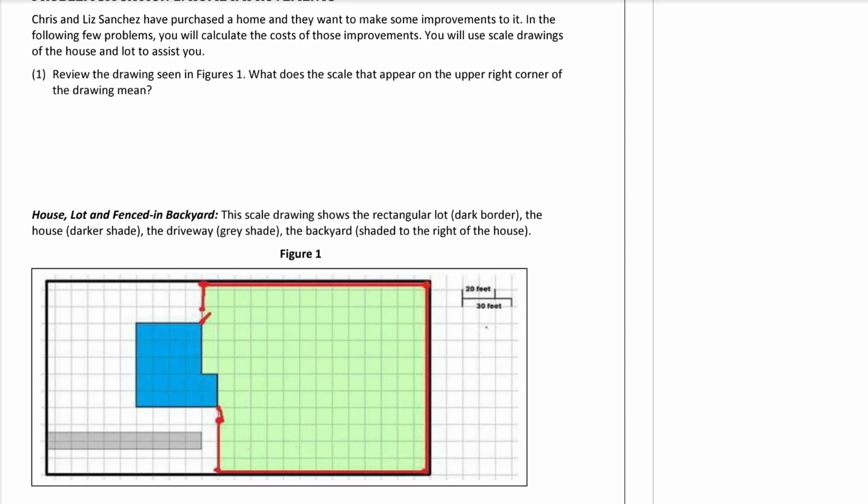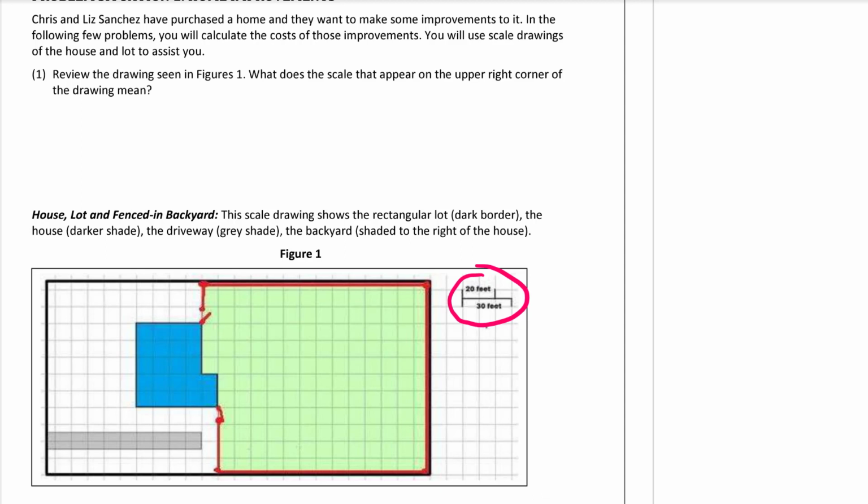So the first question is asking you, looking at this figure, what does the scale that appears on the upper right corner of the drawing mean? So what does it represent? Can you write it in a sentence? I'll give you a moment.